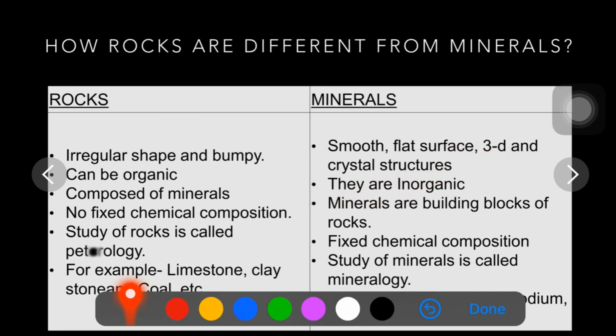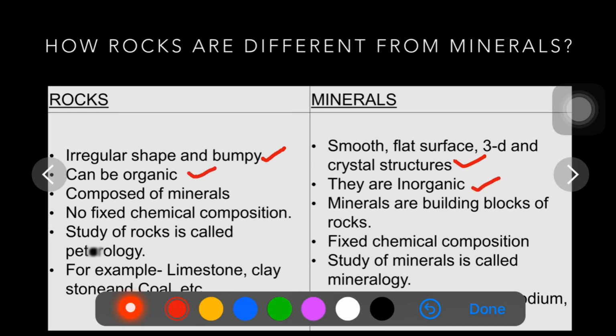So we have discussed this earlier also, that rocks do not have a definite shape or a definite structure, whereas minerals, on the other hand, have flat and smooth surfaces. Next, rocks can be organic and minerals are always inorganic. Organic here means those which can be naturally extracted, naturally derived from nature. So minerals cannot be naturally extracted.